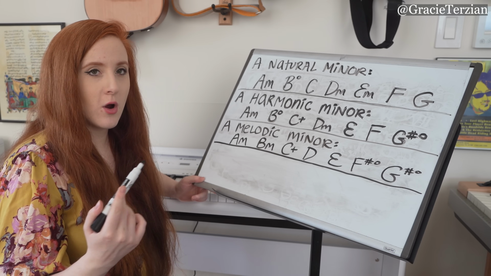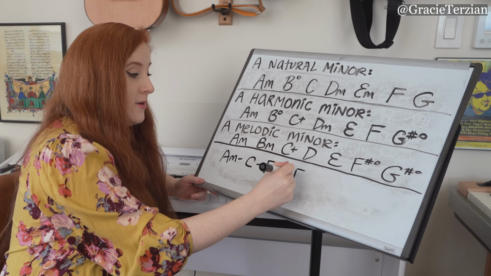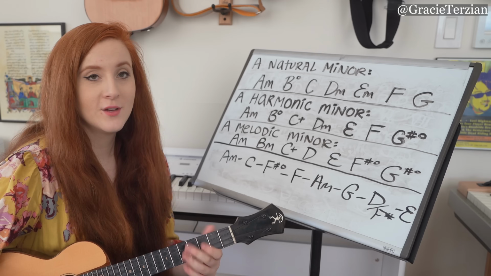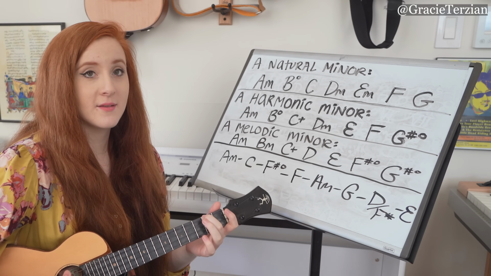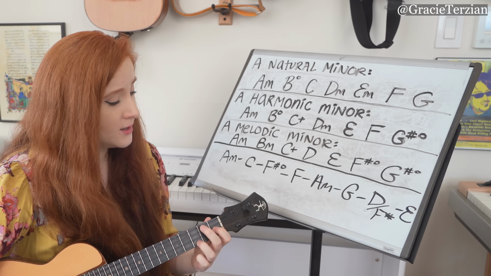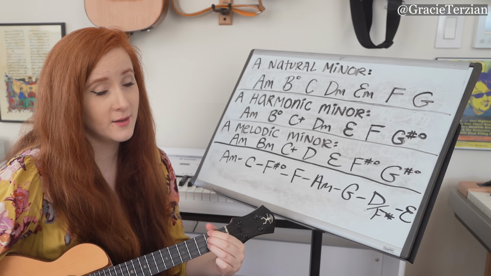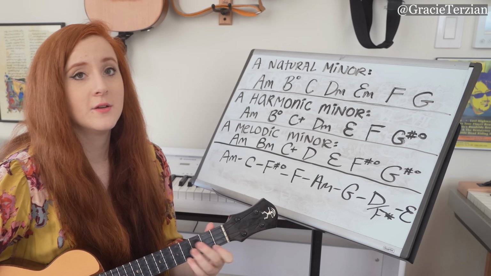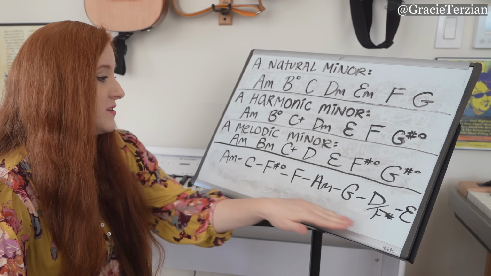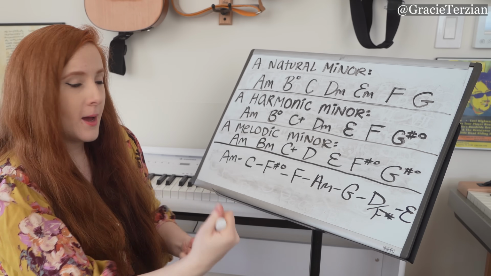So the chords are A minor, C major, F sharp diminished, F major, A minor, G, D over F sharp, and then E major. So if we were to listen to this chord progression, it sounds like this. Right? Now, all of these chords are diatonic, meaning they are chords that are part of the key of A minor. But let's check it out.